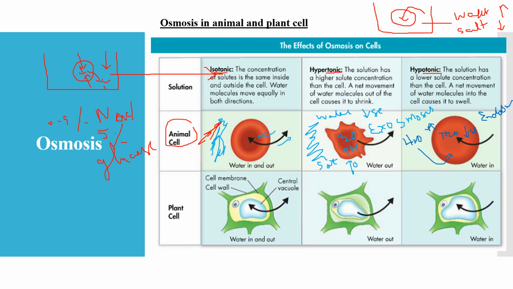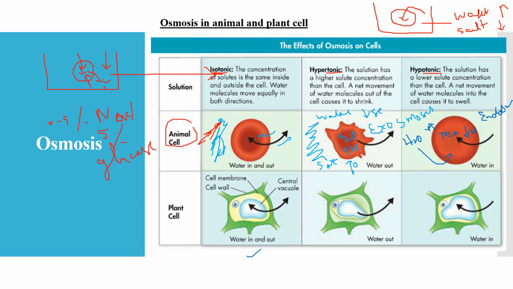Whereas in case of plant cell, this is the isotonic condition, and it is similar to the isotonic condition in animal cell. Whereas in case of hypertonic condition in plant cell, there is one difference between plant and animal cell. As you can see in the plant cell, there is a process of exosmosis, means the water molecules are coming out and the cell will get flaccid and shrink.